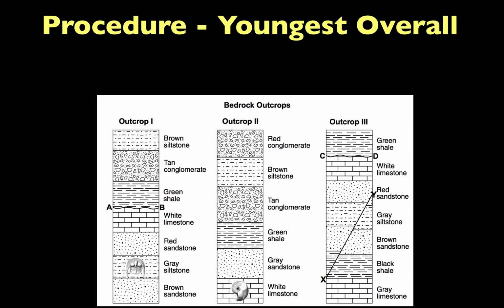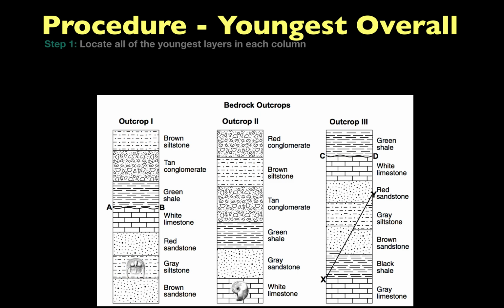So let's go through a procedure to break this down a little bit further. In this diagram, I have three different outcrops: outcrop 1, outcrop 2, and outcrop 3. You can think of these as three different locations. And I want to figure out, of all three of these locations, which is the youngest rock layer overall.